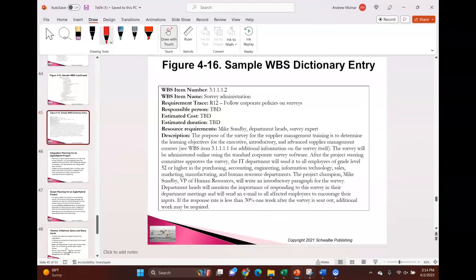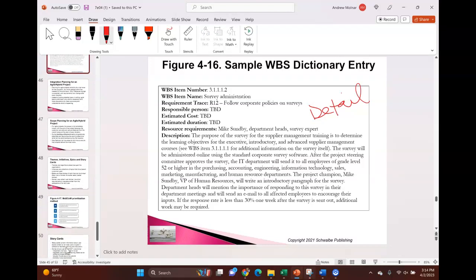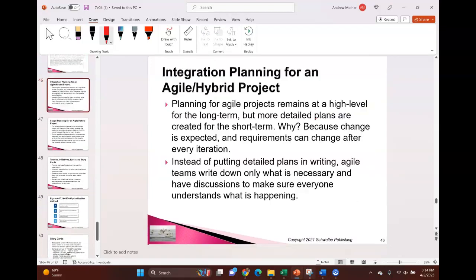This is the WBS dictionary. Remember, I said it's all of the detail that's not in your hierarchy that you just listed out. So you will fill that in, things you will want to know.